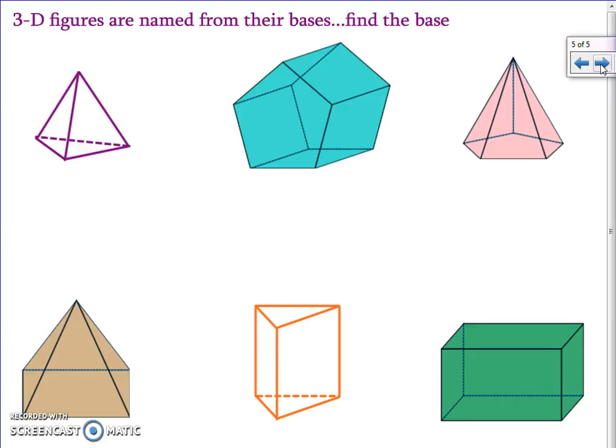So let's figure out just which ones are prisms and which ones are pyramids, and then we'll go back and add another word. So what is this one? Pyramid. This one? Leave some space above it because we're going to add a word above each one of these. What is this one? And this one. Sorry, I jumped down here. This one?